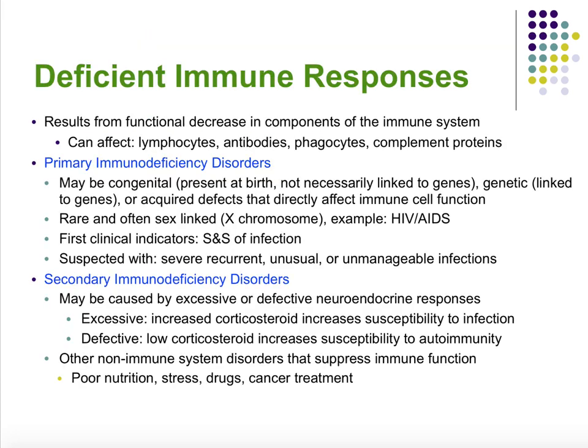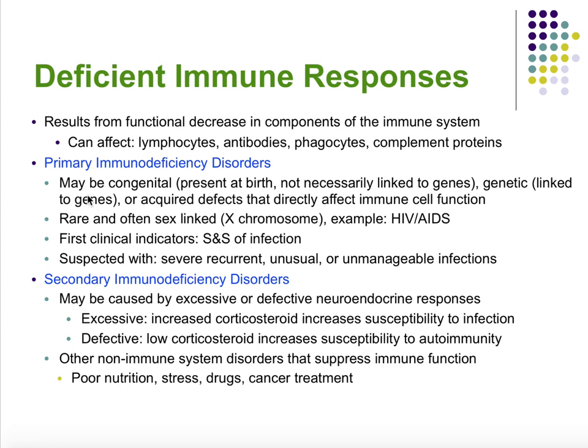All right, so now we're going to move on to deficient immune response. In a deficient immune response, the immune response is, like it says, deficient. It's not happening. There's no reaction occurring. So it could be due to issues with the lymphocytes or antibodies or phagocytes or complement proteins, but really there's a decrease in the immune response.